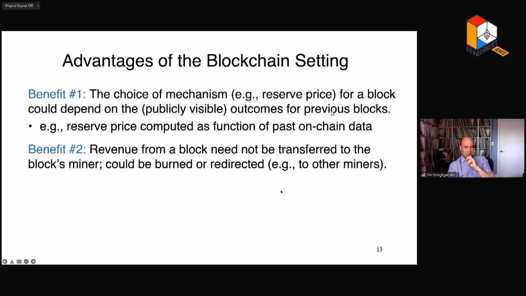And as I'm sure most of you know, EIP 1559 indeed redirects all of the revenue from the reserve price into the dev null. So it just burns those transaction fees. So these are the challenges and the benefits that make mechanism design for blockchain, especially at layer one, a fundamentally different design problem than people have thought about for the last 50 years. So it's a really great opportunity for mechanism designers.